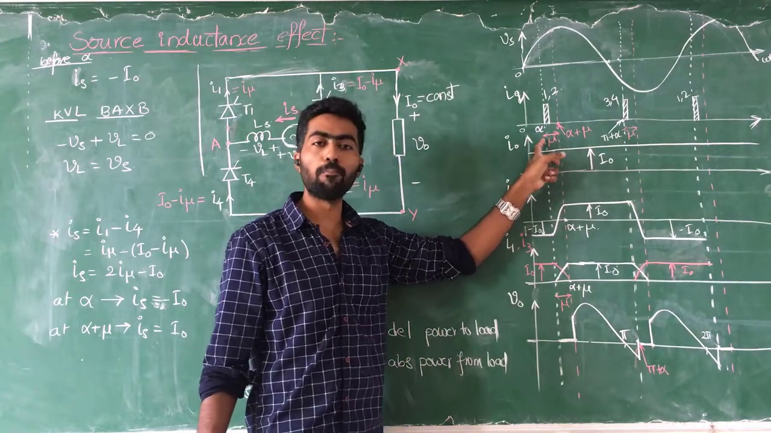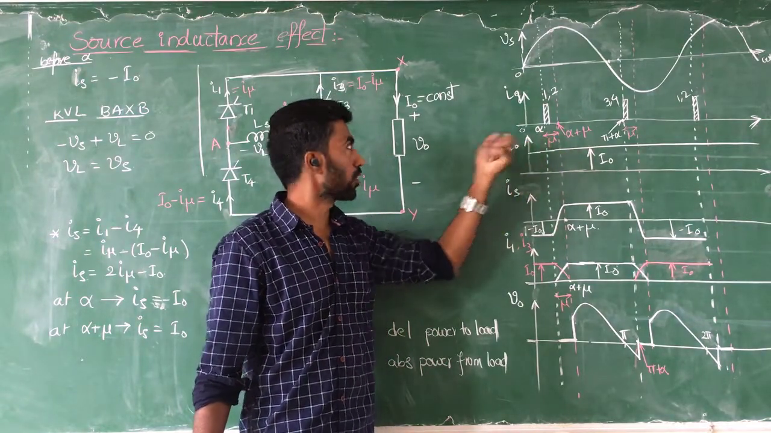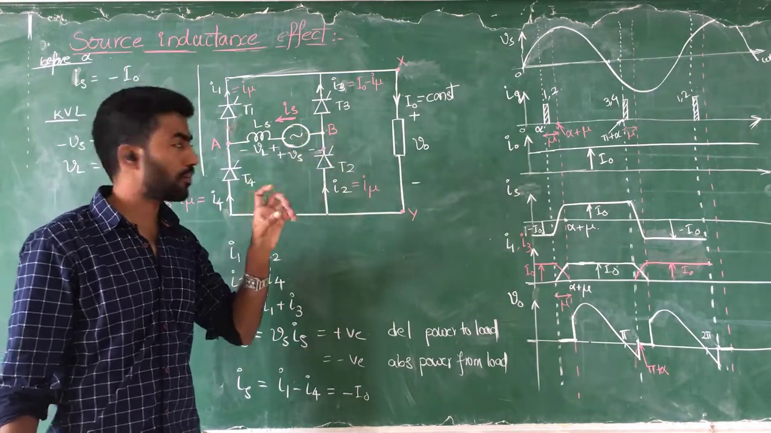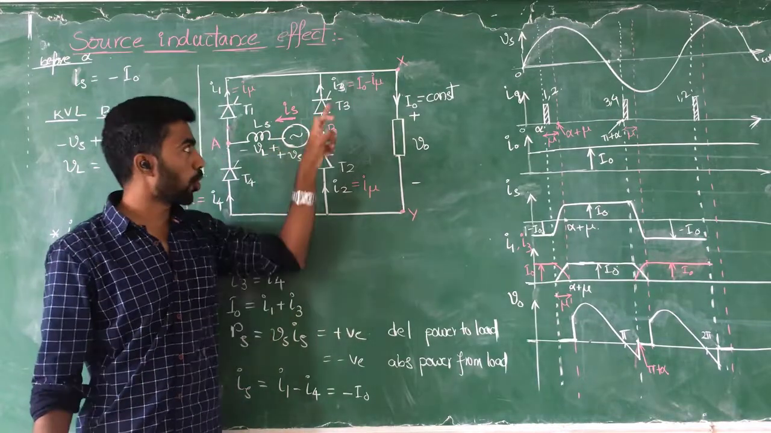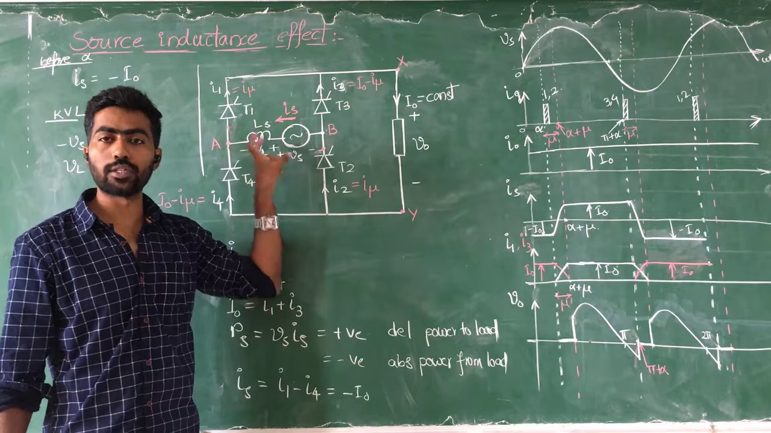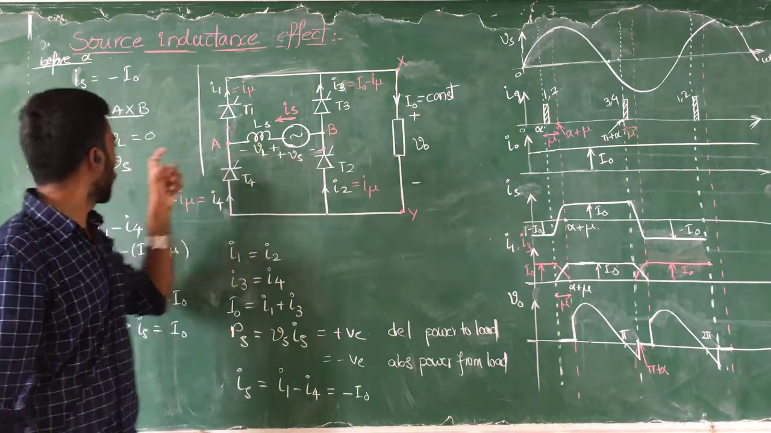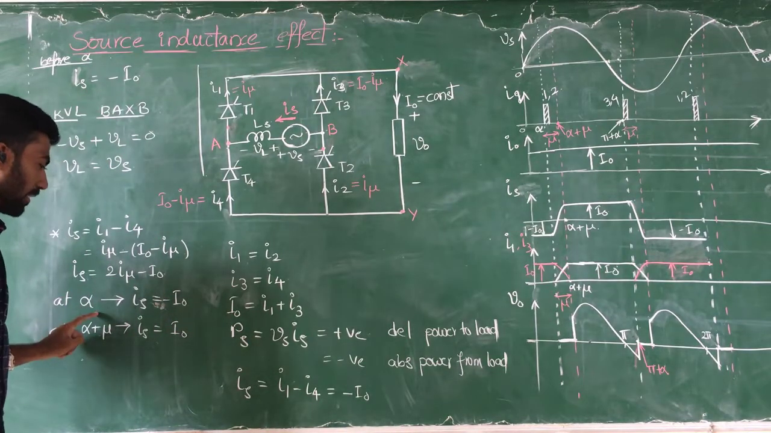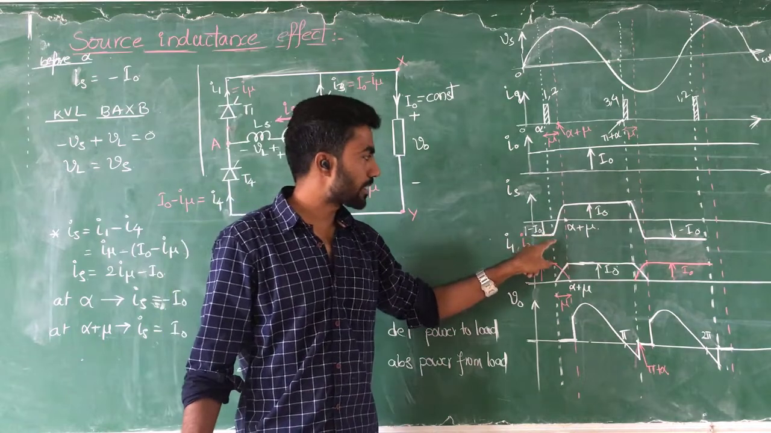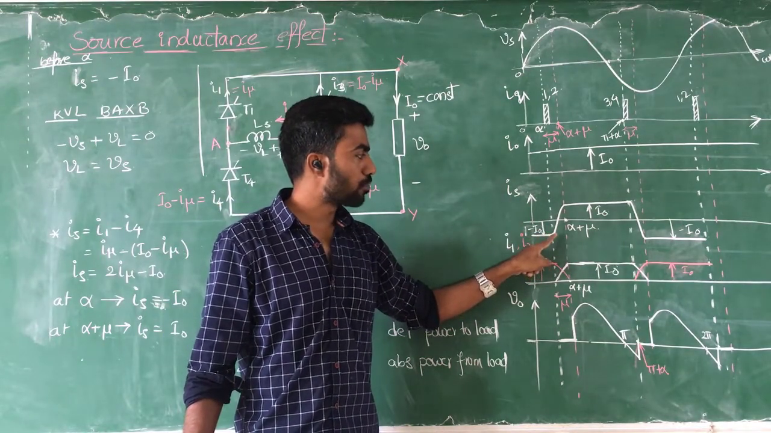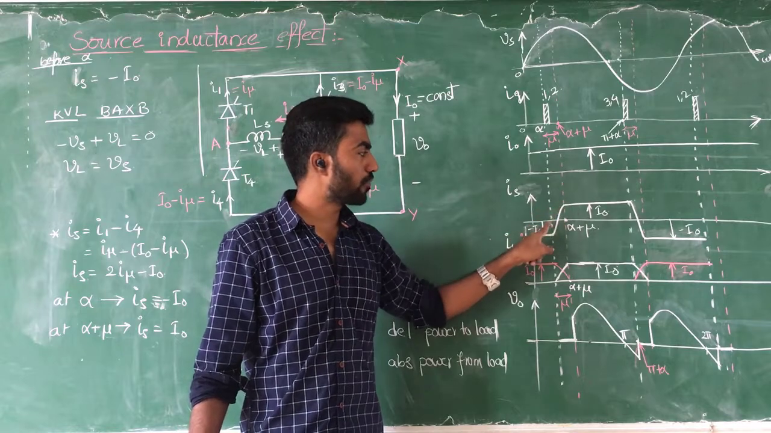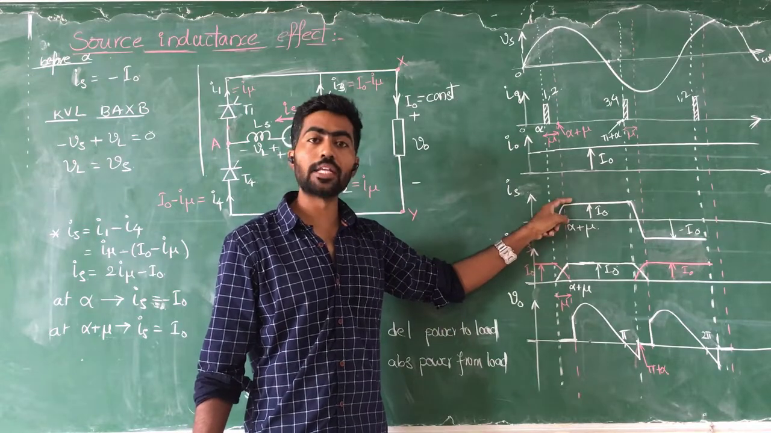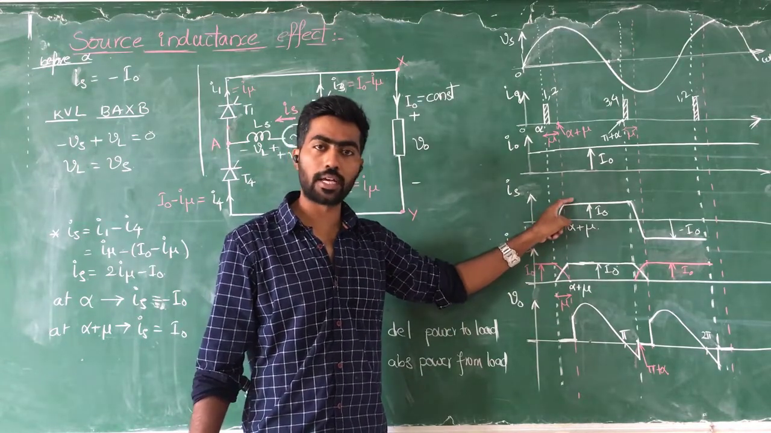That period we call mu. In that duration, all the 4 devices are conducting, so that is the reason we are calling this period the overlapping period. In that overlapping period, output voltage is equal to 0 voltage, and VL voltage is equal to the supply voltage. And one more conclusion: at the alpha instant, Is is equal to minus I0, and it is moving from minus I0 to I0 within this overlapping period. From alpha to alpha plus mu, the source current is changing from minus I0 to I0.